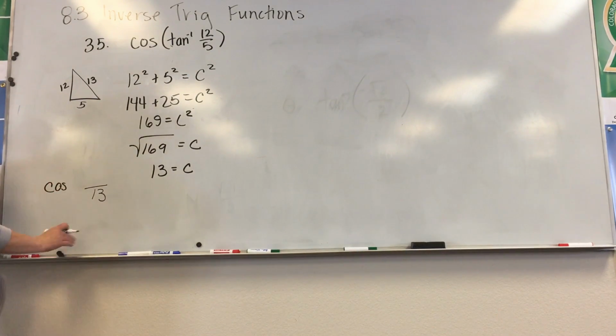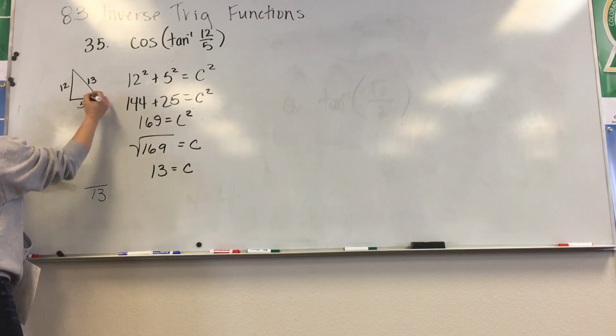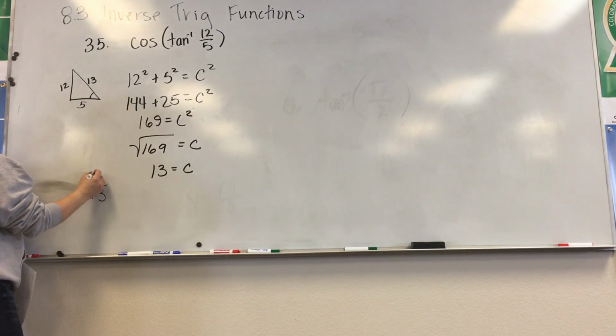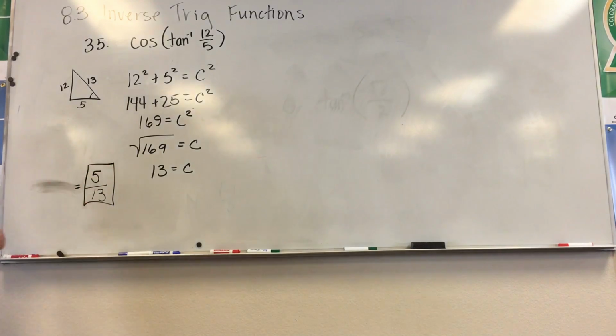But then it could either be... Where's the angle? The angle is in the bottom right. It should be 5. It's either 12 or 5, but we chose in the beginning because tangent is opposite over adjacent.